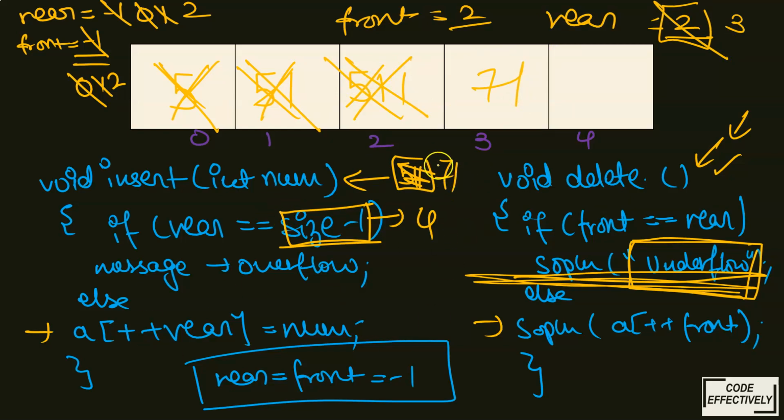Again I want to enter a number. Okay, let's say 711. It will again check. It will first increase the value of rear. Okay, this is 3.